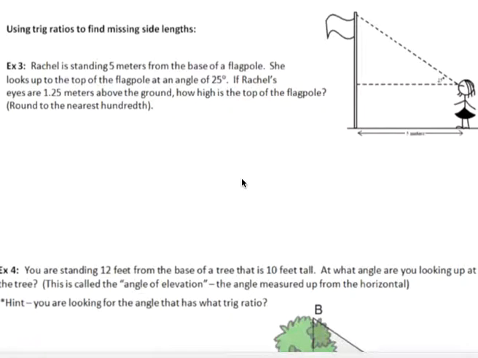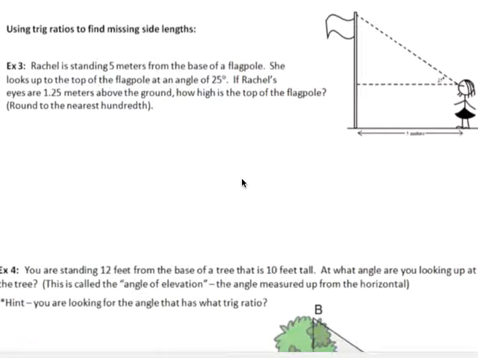Looking at Advanced Algebra 6.1, and we're looking at examples 3 and 4. These are both word problems, and one is going to be finding a side length, and the other one's going to be finding an angle. So a couple different strategies here, and they all are going to be using trig functions to do that. So let's look at the first one.